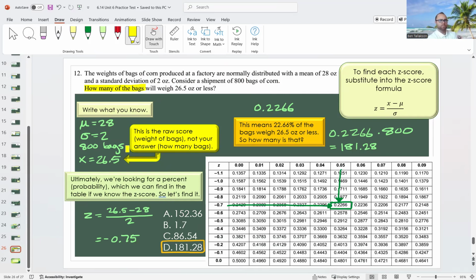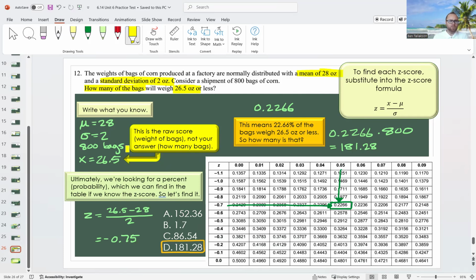And then 26.5, that is the raw score, the weight of the bags, right? Because we're talking about a mean in ounces and a standard deviation in ounces. So we're talking about data that needs to be in the same unit of measure. We're not talking about bags, we're talking about ounces, right? So that's your raw score. And you should be thinking, great, I have a lot of good information. Let's use the z-score formula.